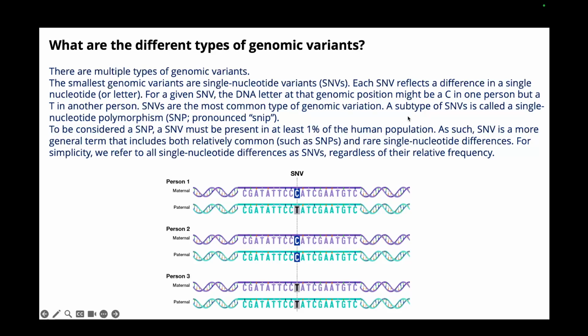SNV is a much more general term, which includes both relatively common nucleotide differences, which are the SNPs, and rare ones as well. Single nucleotide polymorphism, SNP, is the term mostly used for common nucleotide changes, where the variation is present in at least 1% of your population.